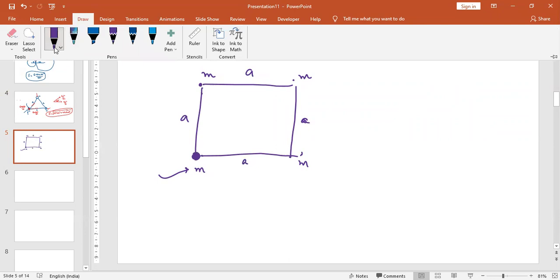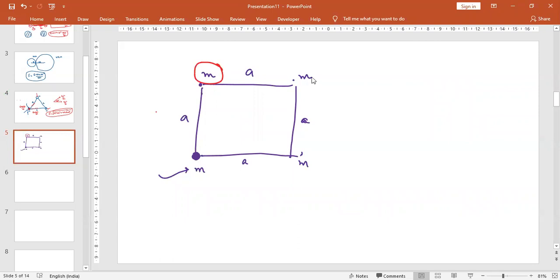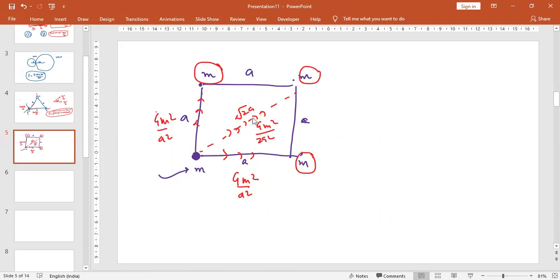Now in this question, you will have three forces. One force will be due to this mass, one due to this mass, and one due to this mass. So you can't use the resultant formula that we used in the last question. This mass will attract m towards itself with a force of Gm square by a square, in this direction. Now join this. This will be root 2a because this is the hypotenuse. So one force will be in this direction, Gm square upon 2a square, because the square of root 2a will be 2a square.